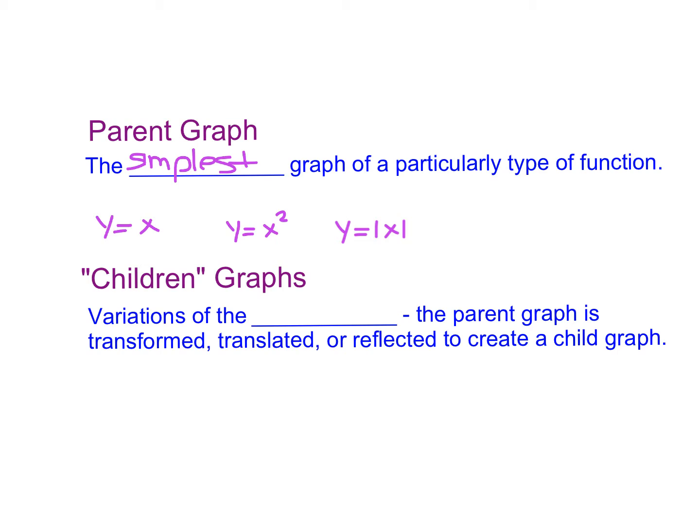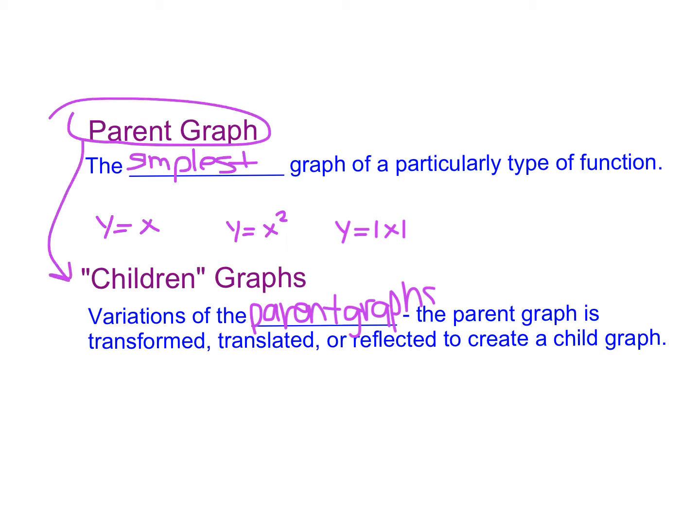Now, children graphs are variations of this parent graph. So the parent graphs essentially get altered, so they get transformed, they get translated, or they get reflected in order to create a child graph. And I like to think about it as you are similar to your parents, but you are not identical to your parents. So the parents are a basic version of that graph, and then the children graphs are variations that have been slightly changed and have slightly different characteristics, but have the same general graph type.